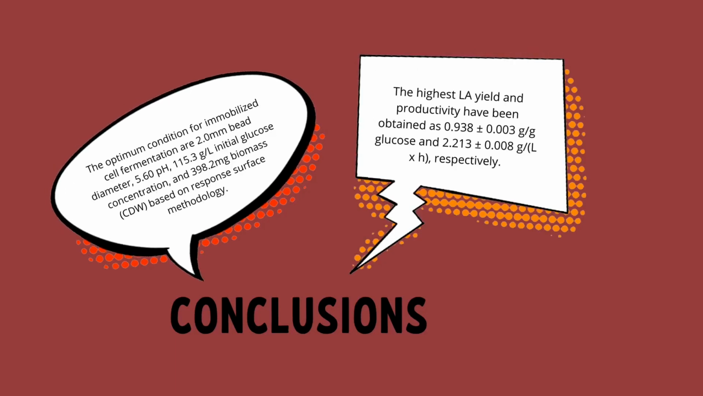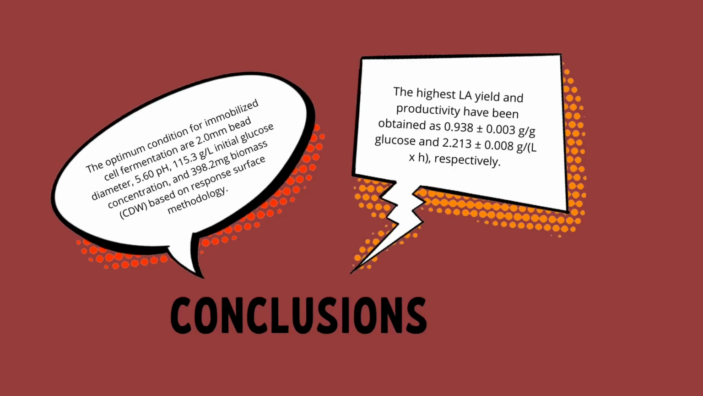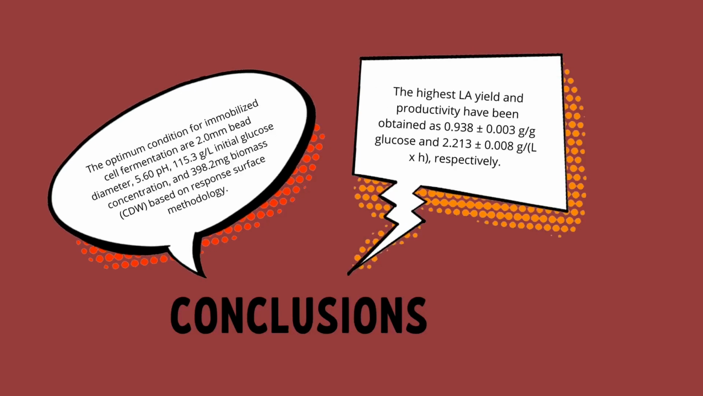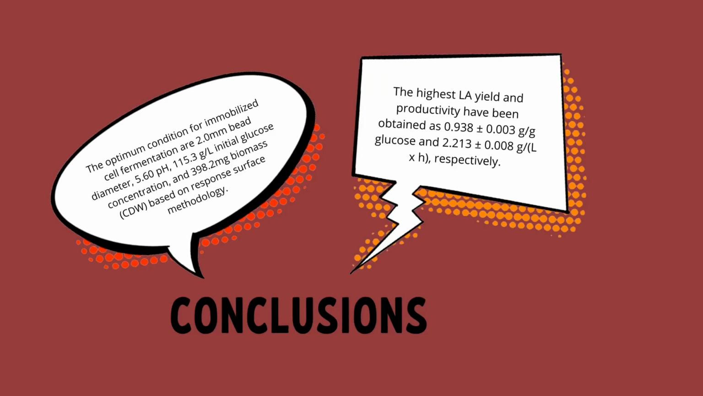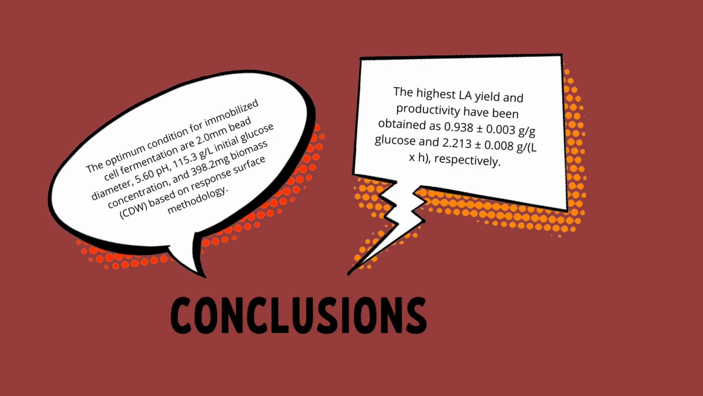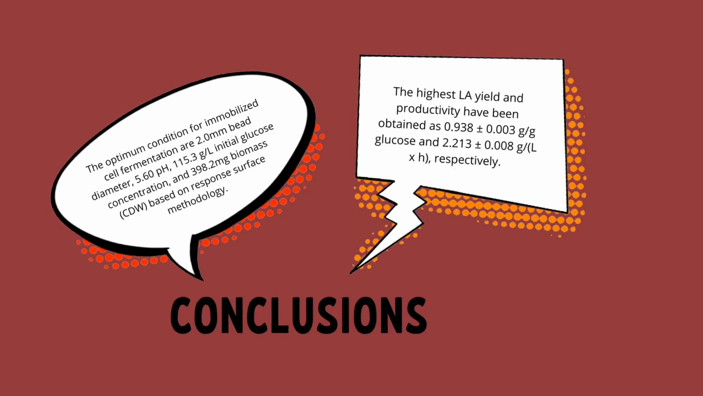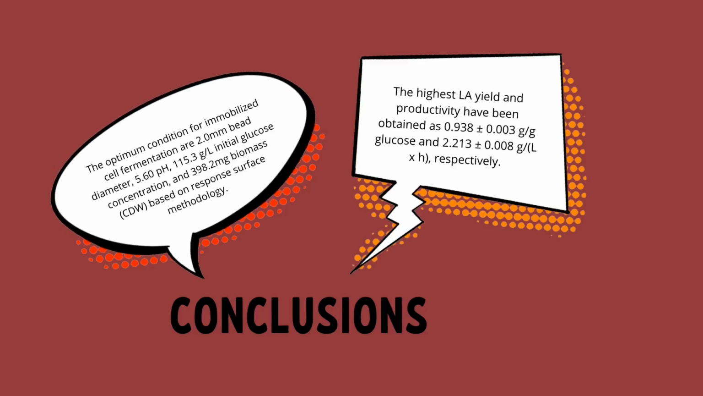The highest LA yield and productivity have been obtained as 0.938 plus minus 0.03 gram per gram glucose and 2.213 plus minus 0.008 gram per liter per hour respectively. The stable and high LA yield and productivity can be obtained by repeated batch fermentation by L. pentosus cells under optimum conditions. Well, that's all from us.